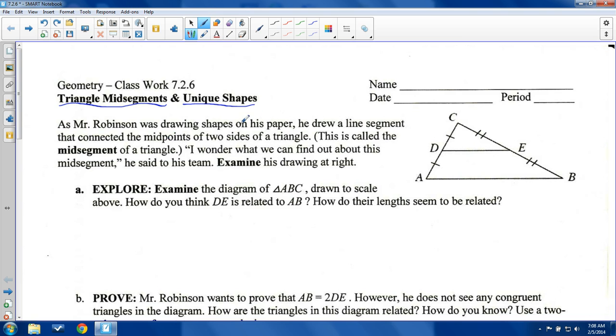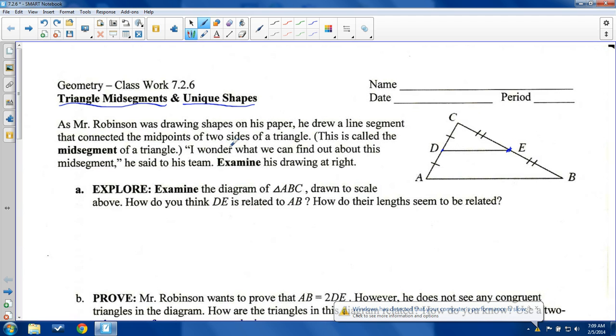So as I'm drawing shapes on my paper, he drew a line segment that connected the midpoints of two sides of a triangle. So I'm looking here and here. D is the midpoint of AC, so it divides it in half. AD and CD are congruent, and E is the midpoint of CB, so CE and EB are congruent. This line is called the mid-segment of the triangle. And this is just one mid-segment. I can do another one here and here. I'll do them later.